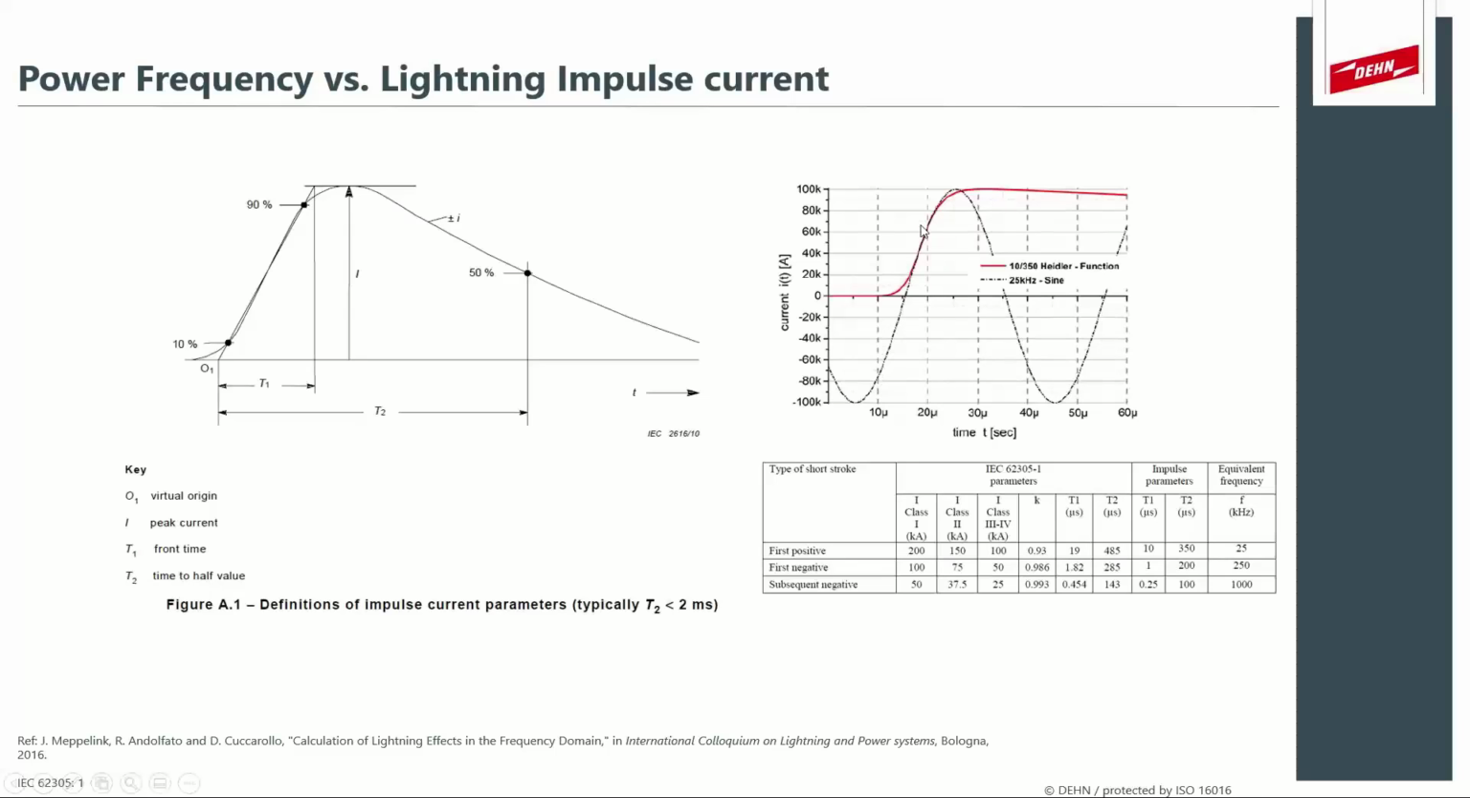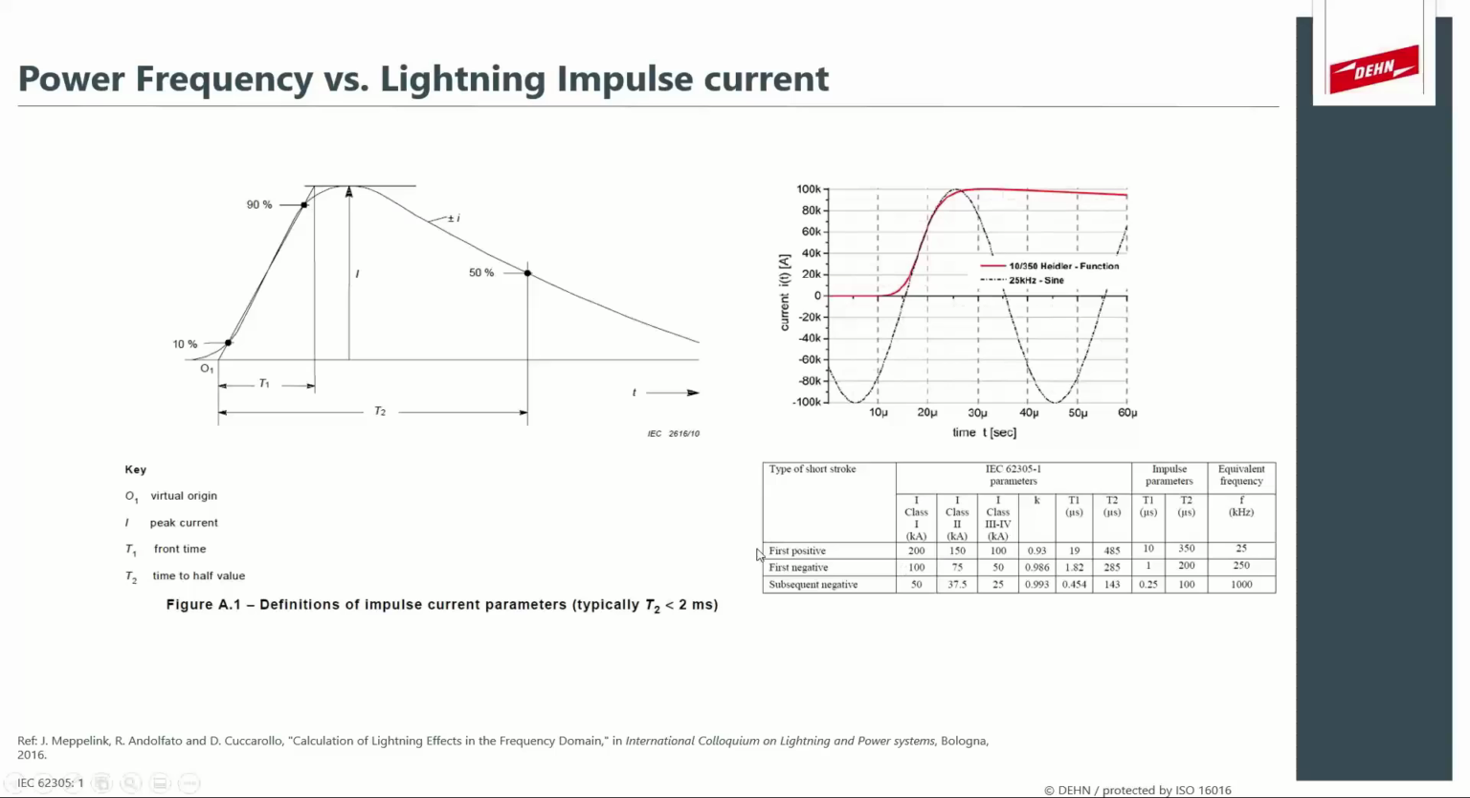So they considered the rise time itself, and for a 350 microsecond or first positive lightning stroke, they said the equivalent sine wave would be a 25 kilohertz sine wave. So what we immediately take away from this is that lightning has a very high frequency behavior.